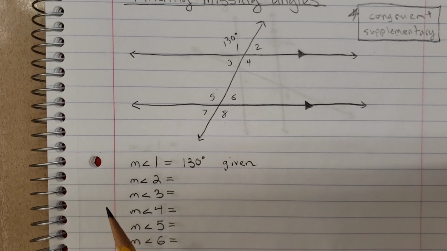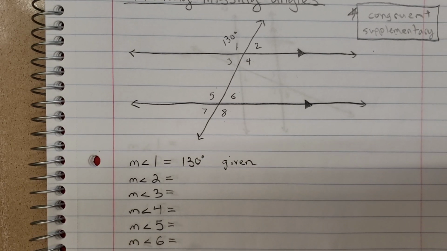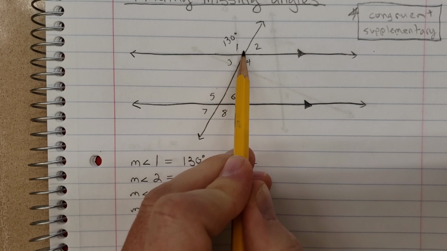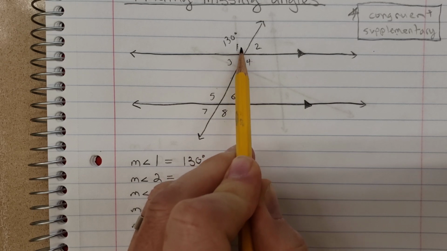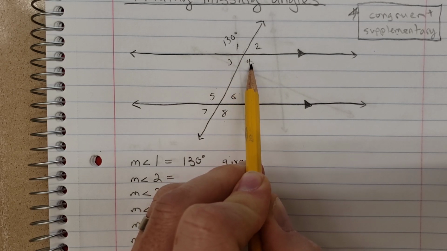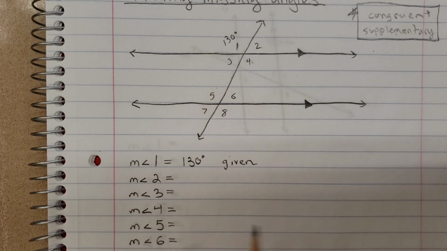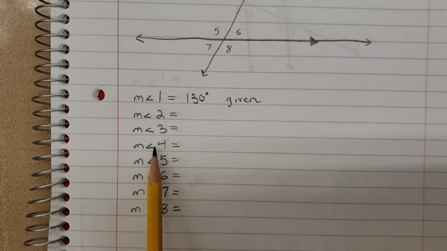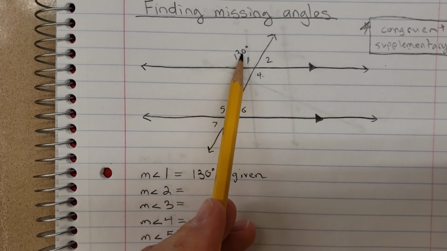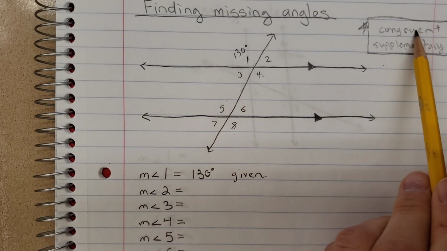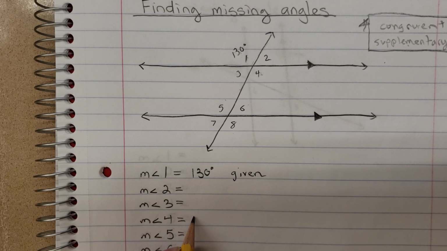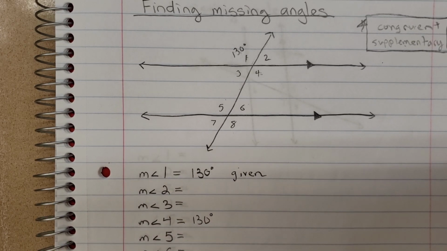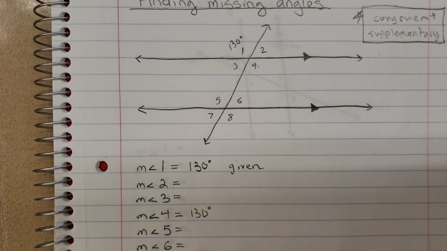The easiest one that I see would be to look for a vertical angle. Angle 1 is here, and if we extend that line and extend this line, we see that on the opposite side of that intersection is angle 4. So if we go down to angle 4 here, we know that vertical angles are always congruent, so they're the same. So the measurement of angle 4 is 130 degrees. Now we need to justify. We need to give our reasoning. How do we know that?